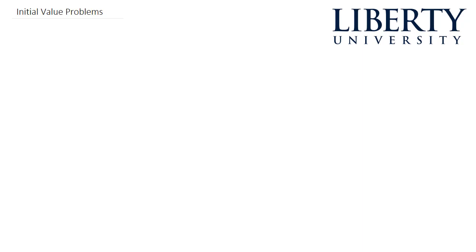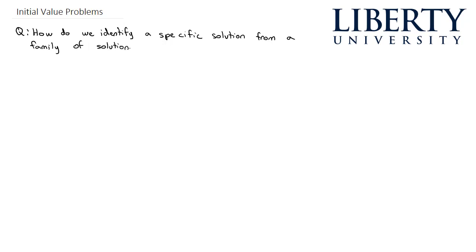As we begin looking at differential equations and their solutions, one thing we discussed is the solutions often come in a family of solutions rather than one specific solution. So the question this video is going to answer is, how do we identify a specific solution from a family of solutions? And the way we're going to go about finding these specific solutions is we're going to take a look at a list of initial values.